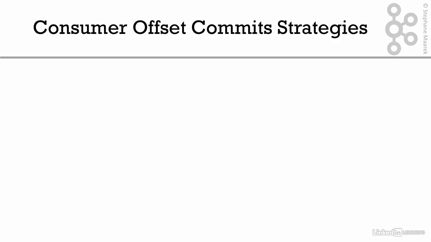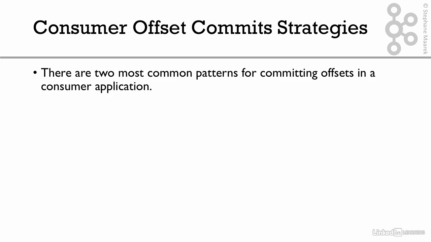Now we're going to talk about consumer offsets commit strategies. Currently, everything's been working magically for us, but it's time for us to understand what happens when we commit the offsets. To me, there are two most common patterns for committing offsets in a consumer application. There are not only two, but these are the most common, so I'm showing them to you. Two strategies are the following.